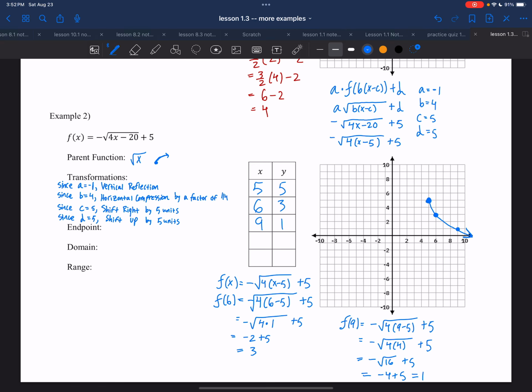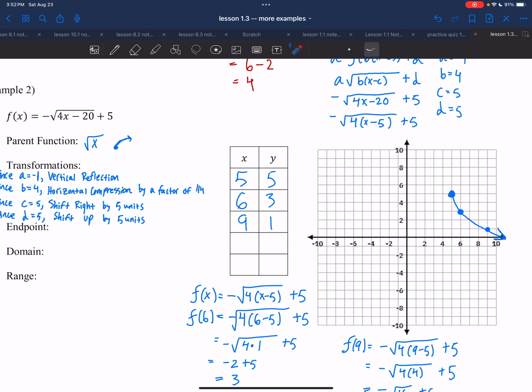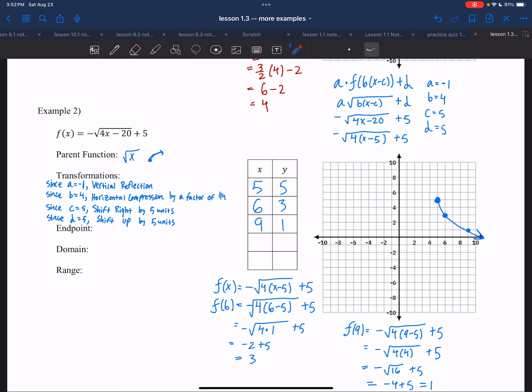That was pretty good. And if I look at my transformations, right? Vertical reflection, horizontal compression, shift right, shift up. Yeah, that kind of looks like that. I could see my endpoint is at (5, 5), so I'll note that.